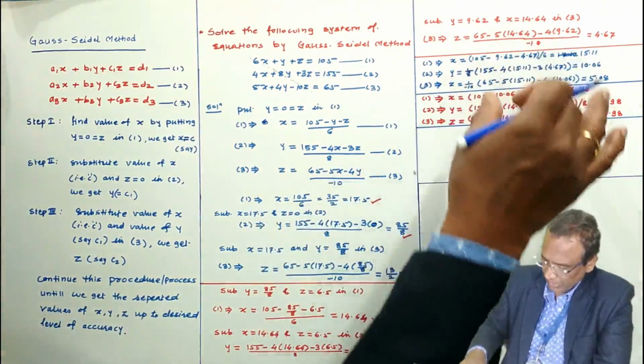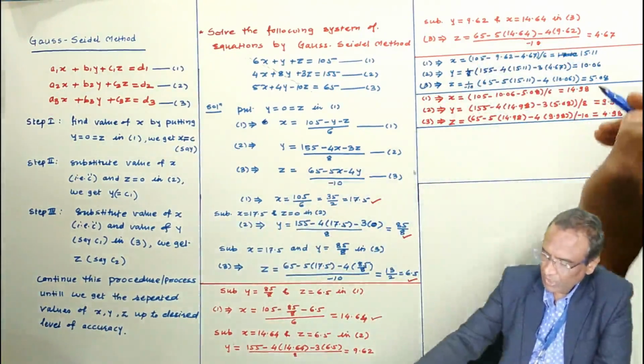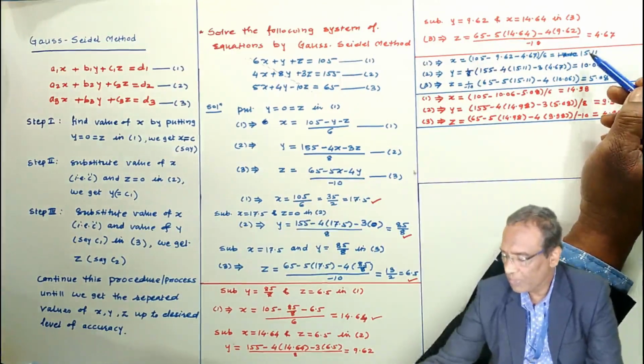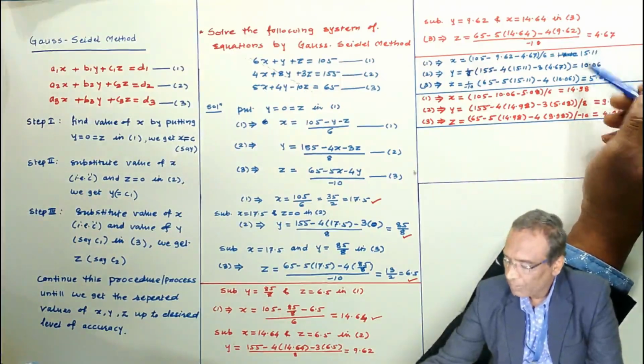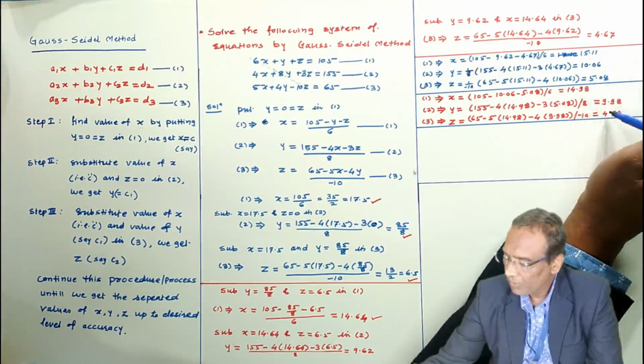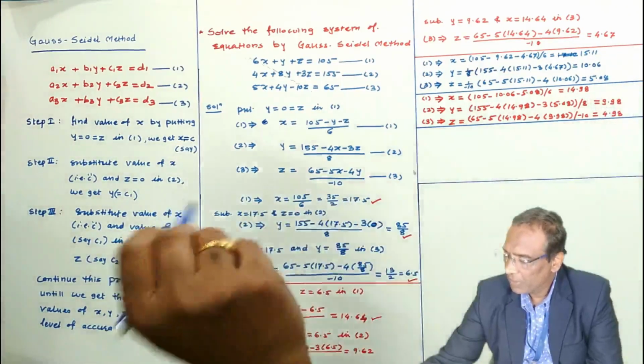Next, first iteration, second iteration, third iteration, and fourth iteration. Now see the difference between the immediate previous value and the latest value. See the difference between these two. A little bit of difference is there. Here is the small difference. Here is a little bit of difference.